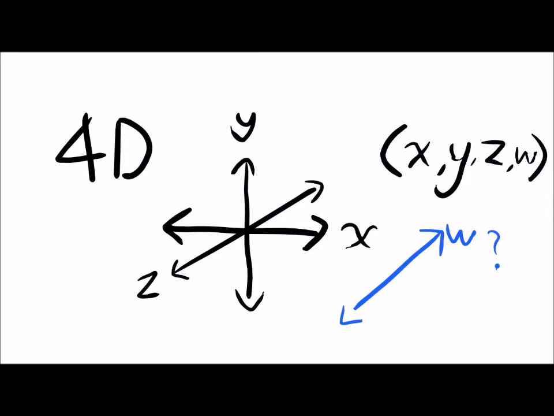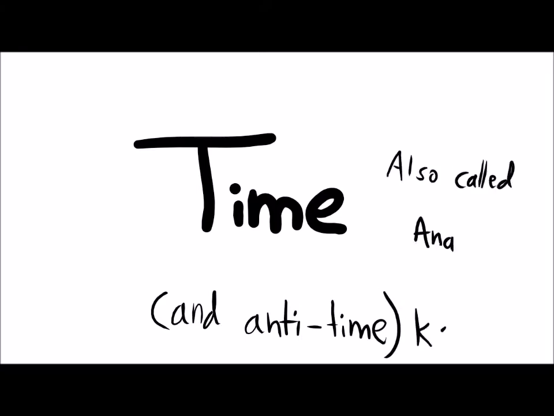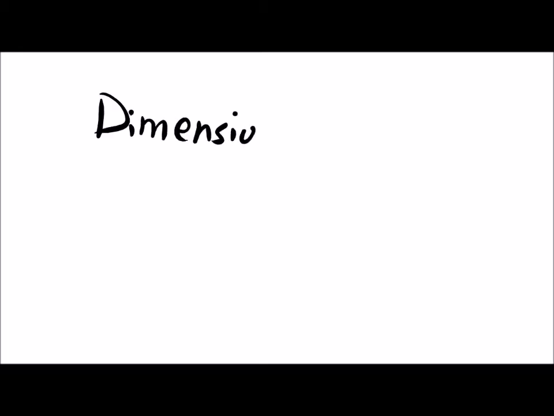Where does the fourth axis point to? Many say it is time, so 4D organisms will be able to travel in time or anti-time. You have to think of time as a direction which 4D organisms can walk towards.